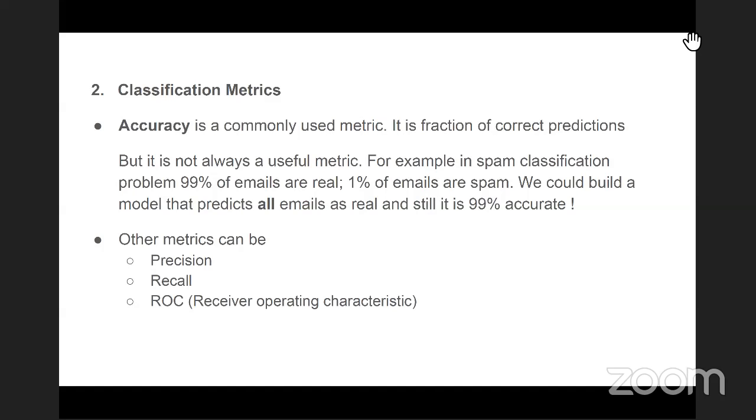Same with spam filtering, only 1% of emails are spam. So if your spam classifier says there's no spam, it is already 99% accurate. So you have to look at better methods. Okay. So your chance accuracy is already 99%, but you have to look at better metrics such as precision, recall, or area under curve of a receiver operating characteristic. Let's look at what these are.